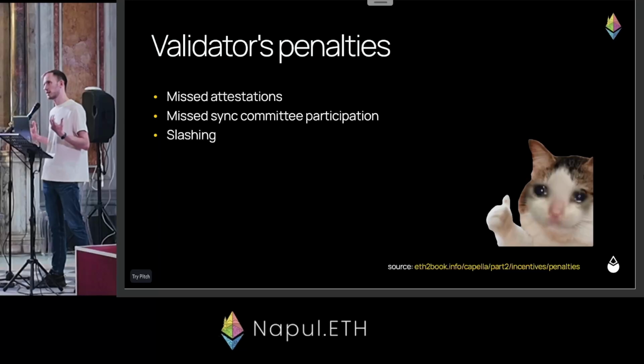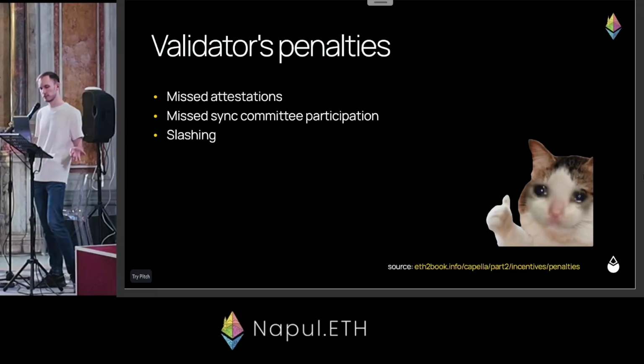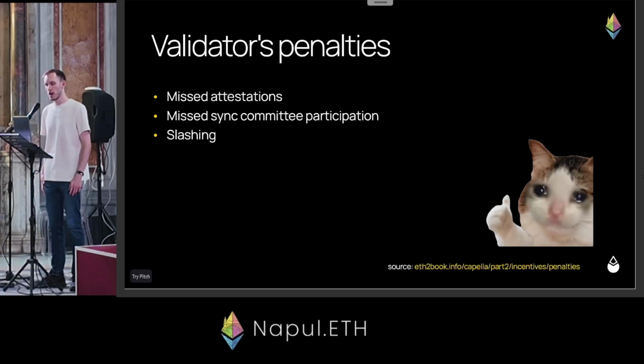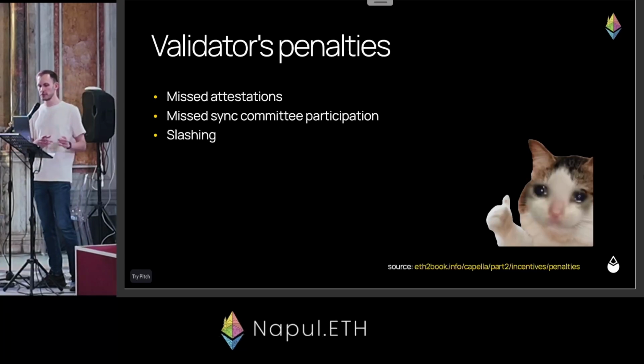And it, in fact, can lose all of this 32 ETH, but in practice it's not the case. In general, though, you can lose whatever balance your validator has. And there are two other types of penalties: for missed attestations and missed sync committee participations.